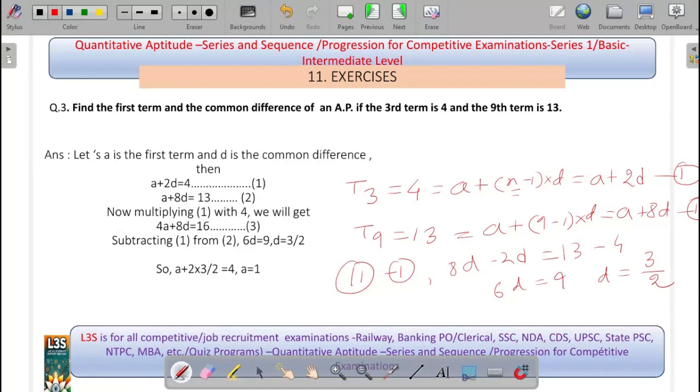Now if d is equal to 3 by 2, we can find a. Using the first formula, 4 is equal to a plus 2 into 3 by 2. So a plus 3, and a is equal to 4 minus 3, which is 1. So a is equal to 1, the first term is 1, and the common difference is 3 by 2. That will be the answer.